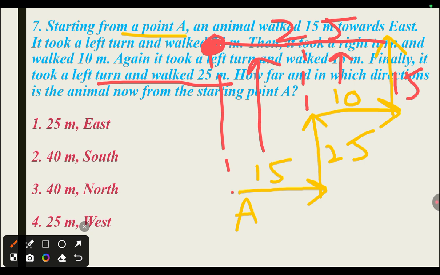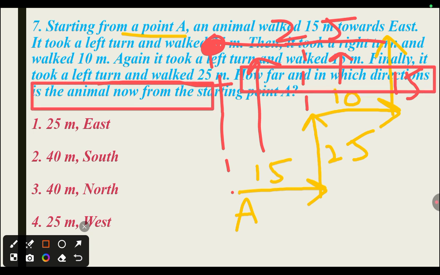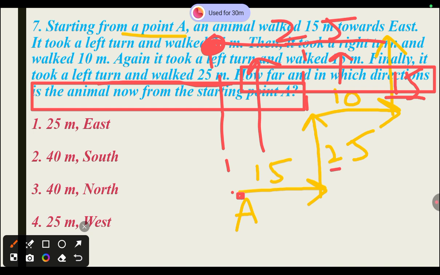So what they are asking us is, how far and in which direction is the animal now from the starting point. This is my starting point. So here actually I got 15, and I got here 25. So 25 plus 15 is actually 40 meters. Okay, I got 40 meters with the two options.